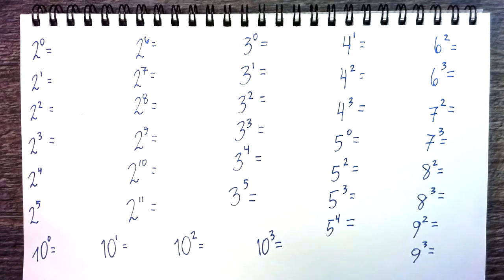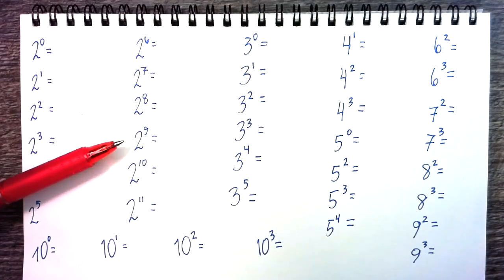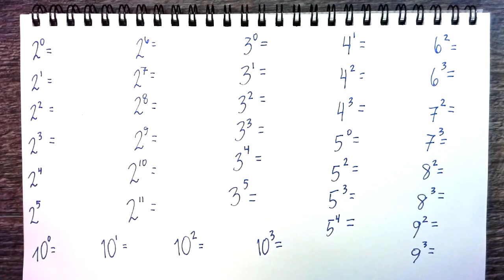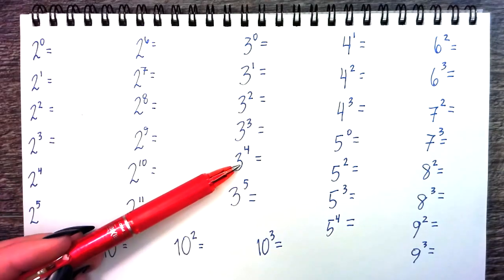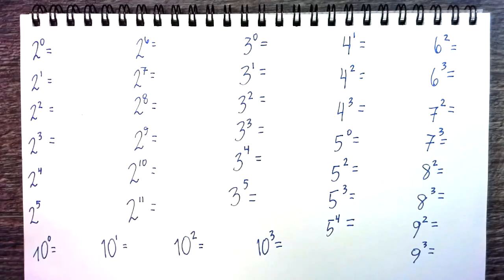Well, if you're pressing play now, let's get to it. You must be ready to go. I'll point, but I'm not going to write down the answers, okay? What is 2 to the 9th power? 2 to the 9 is 512. What is 3 to the 4th power? 3 to the 4th power is 81.